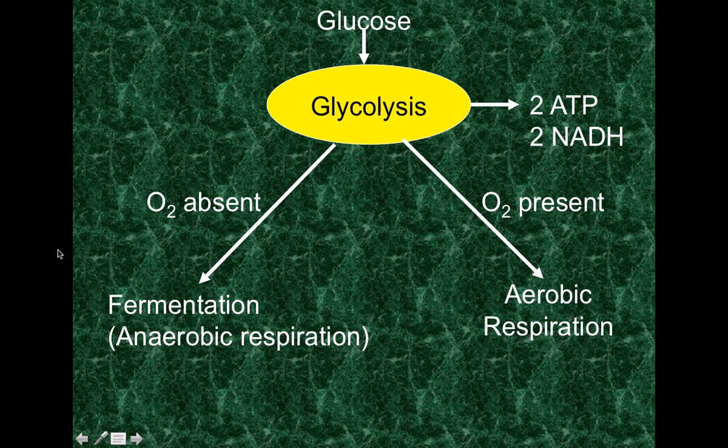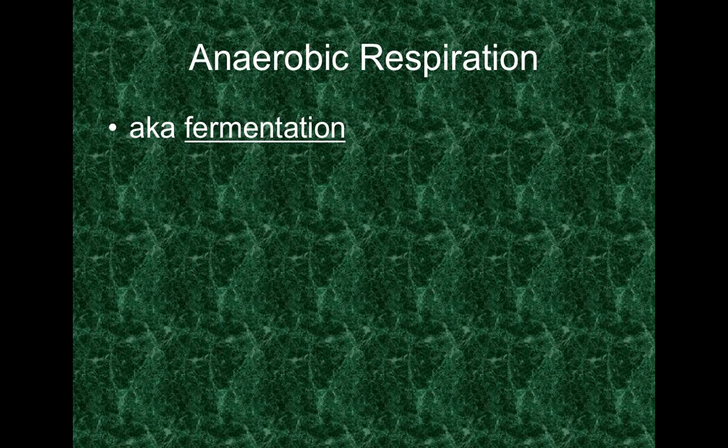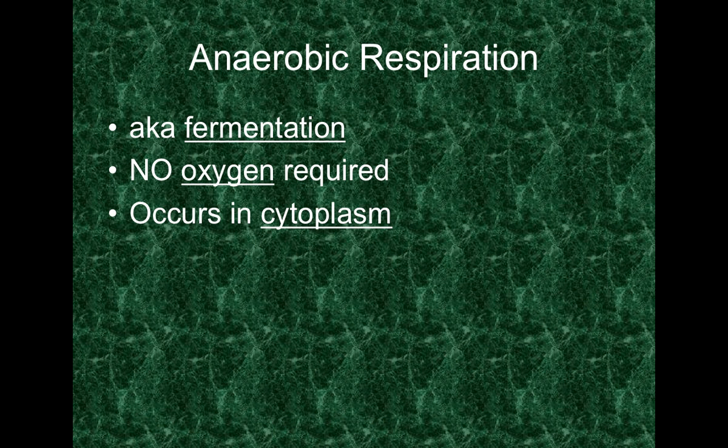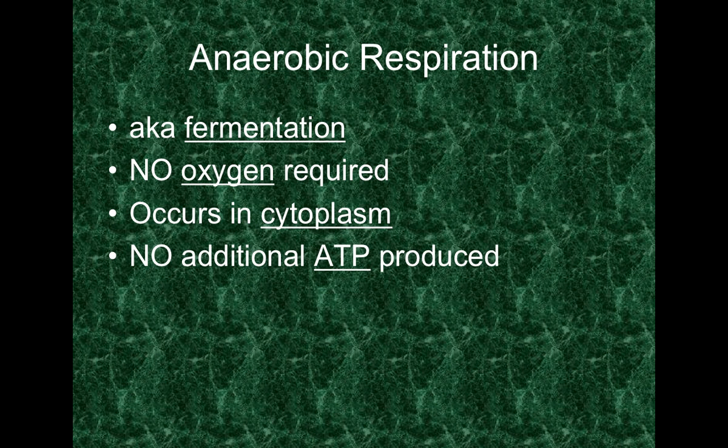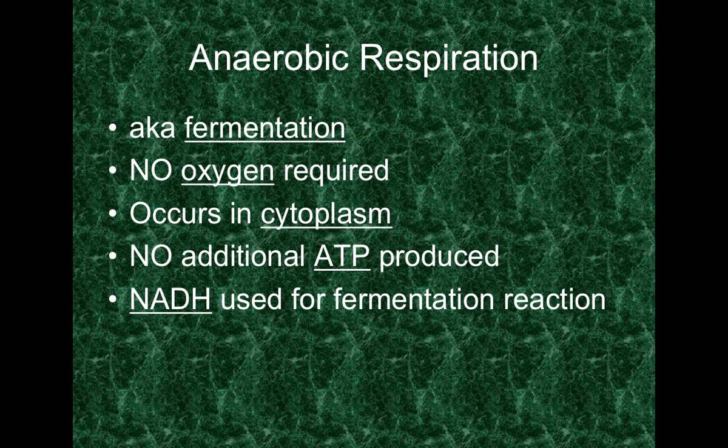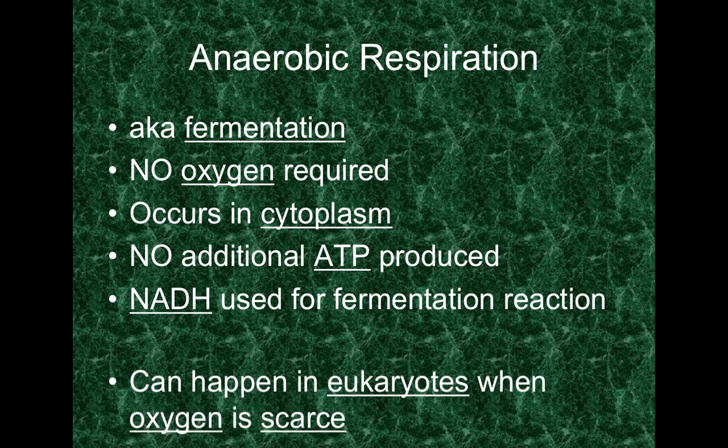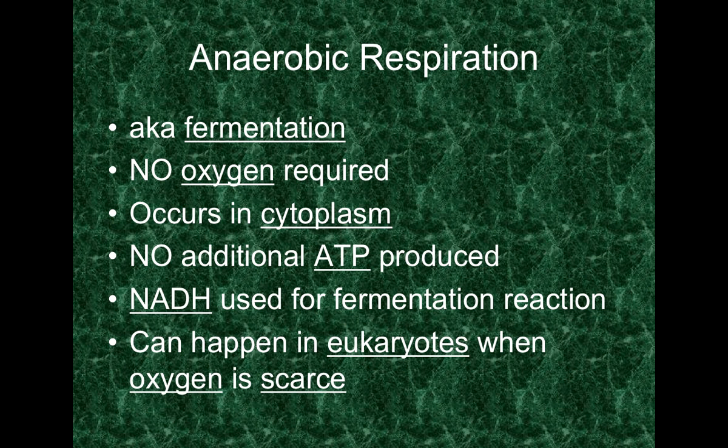We're going to look first at fermentation because it's a pretty simple process. Anaerobic respiration, like I said, is also called fermentation, and it does not require any oxygen. This occurs in the cytoplasm. With fermentation, we don't get any more ATP produced at all. We use the NADH in the fermentation reaction, and this process mostly happens in prokaryotes, but it can happen in eukaryotes where oxygen is scarce. If we do an anaerobic style workout, your muscle cells will undergo this process rather than the regular aerobic respiration that your cells normally do.